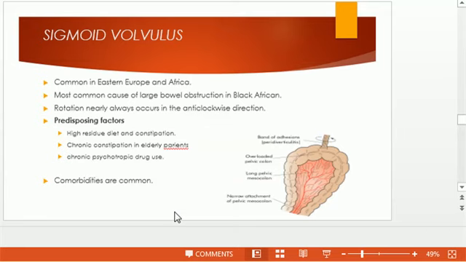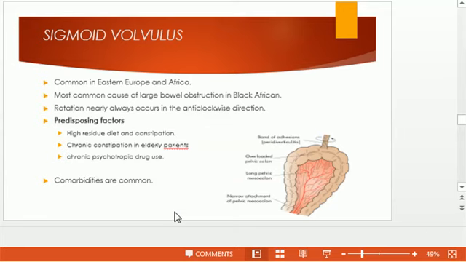In sigmoid volvulus, rotation occurs anti-clockwise. Keep that in mind. Now, the predisposing factors in sigmoid volvulus may include a high residue diet. Obviously, a high residue diet means the colon is loaded with fecal matter. Constipation is another predisposing factor.